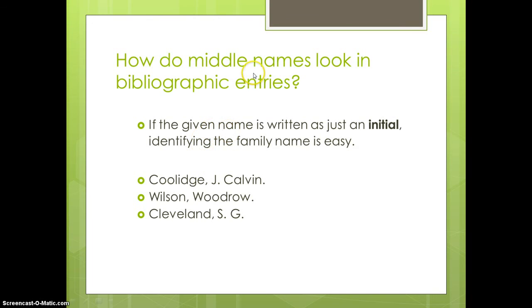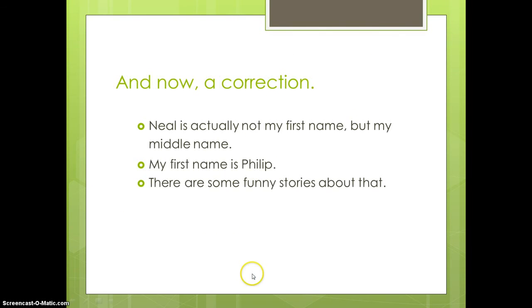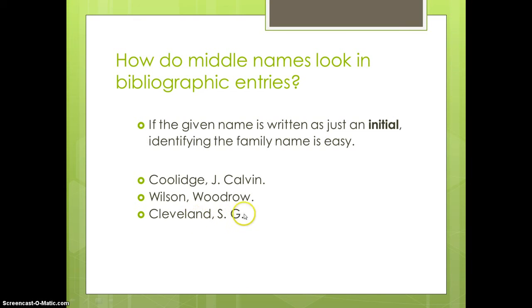So how do middle names look in bibliographic entries? Well, if they're just listing given names as initials, then it's easy. So for example, Stephen Grover Cleveland, well, S. G., there's the first, there's the middle, there's the family name. Other times they might just give the initial, Coolidge, comma, J. Calvin. Sometimes they don't even do anything with the first name at all. They just say, for example, Wilson, comma, Woodrow. But again, the commas can tell you that these names here are the family names.